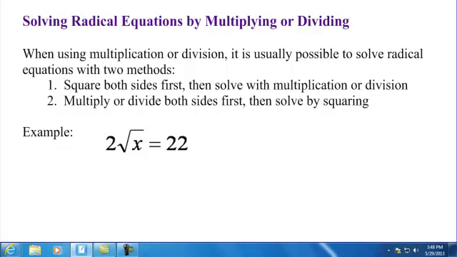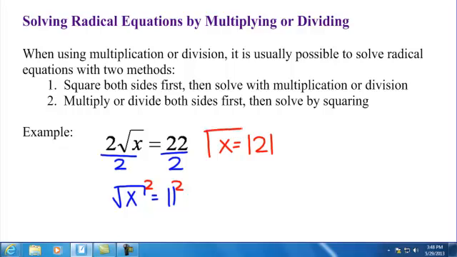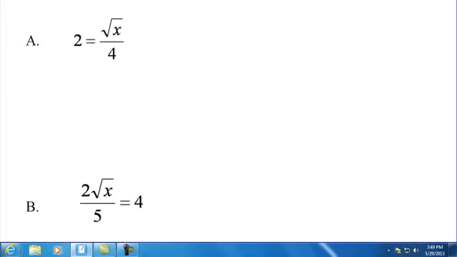So we could have definitely done it that way. Or we could do it the other way. So what I see when I look at this problem is a 2 being multiplied by the square root of x. So I want to undo that multiplication before I undo my square rooting. And then if I square both sides, I end up with x equals 121. So just like all of the other things, we could plug this back in and check it. Try both of these on your own, and then check your answers with mine when you get done with them.